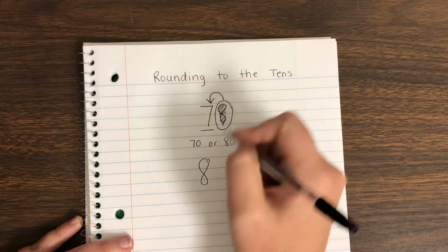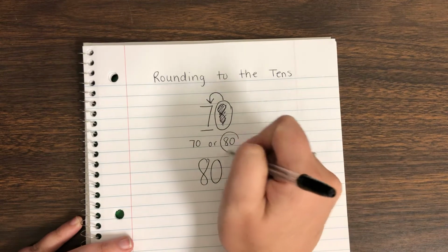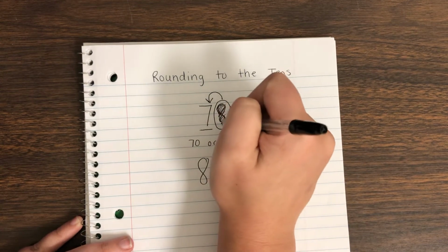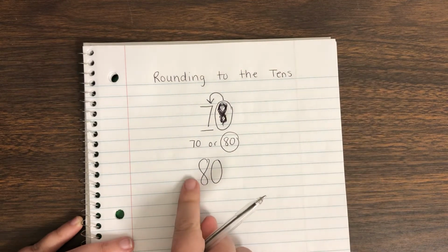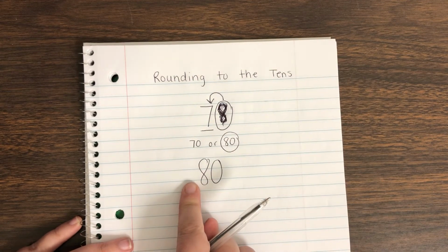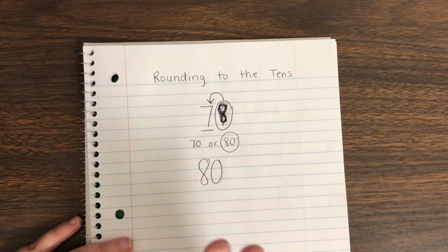What does that look like? A 0. That's right. It's going to become a 0. So it rounds up to 80 because this 8 over here told the 7 to bump up. 78 is closer to 80 than to 70. So that is how we round to the tens with a 2-digit number.